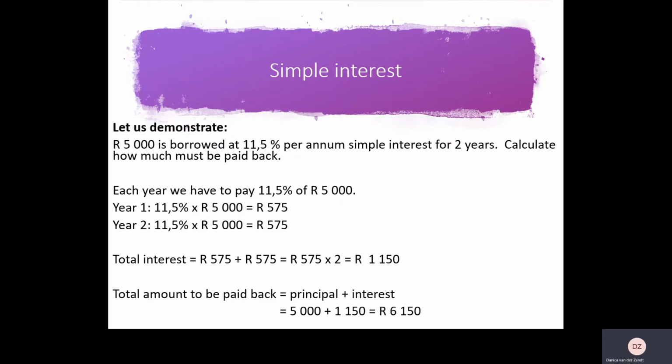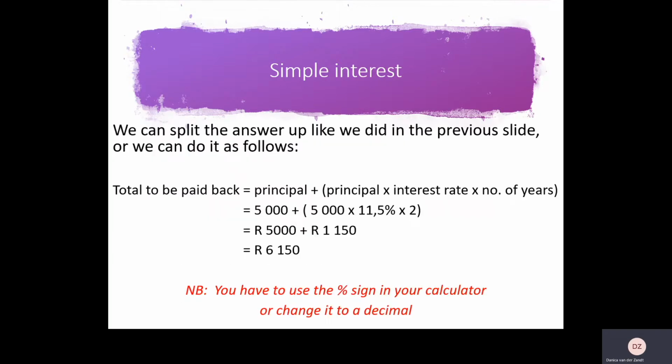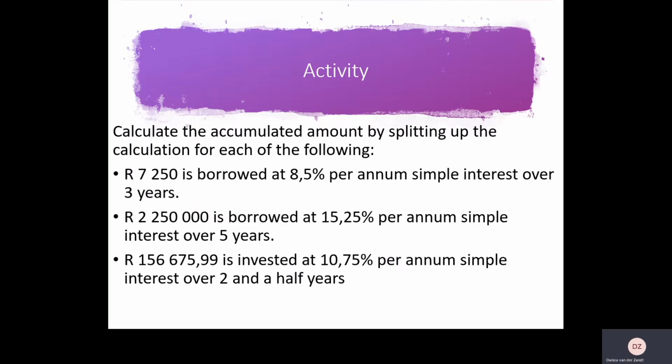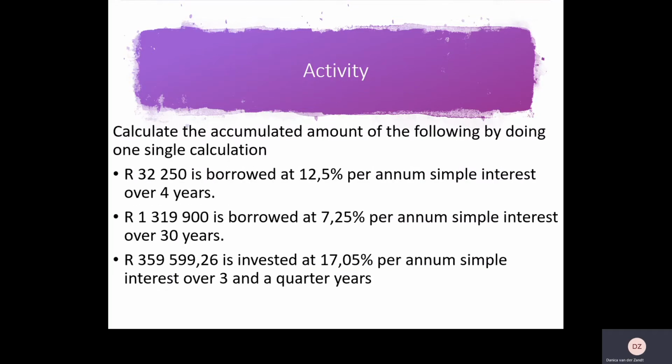There we did it separately, year 1, year 2, and we found that year 3 would also have 575 Rand interest. Okay, please be very careful. Make sure that you use the percentage sign if you're going to use whole numbers, else use the decimals. And then we practiced that, split and together.